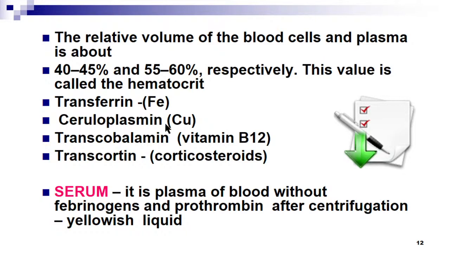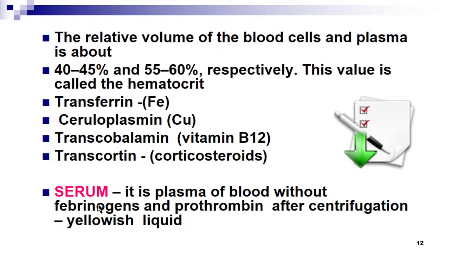Ceruloplasmin is one of the gamma globulin proteins which carries copper, and is also very important for the regulation of intercellular processes. Transcobalamin carries vitamin B12. Transcobalamin plays a very important role in anemia when disorders with vitamin B12 happen, and sometimes disorders in the digestive tract, where this vitamin B12 is absorbed and regulated through some cells. And transcortin is an example of proteins which carry corticosteroids inside the blood.